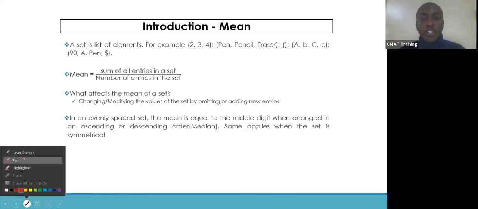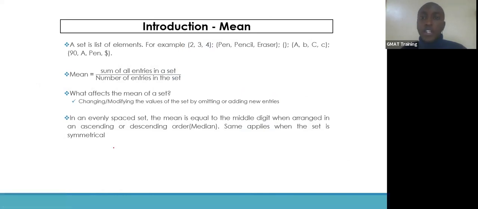Before we tackle the mean, we'll be raising a question about a set, and a set is a list of elements. That's something you need to know. You can have a set as 2, 3, 4. That's a list of elements that has positive integers as its values or entries in the set. You can have pencil, paper, and eraser. That's a set with stationery in the list.